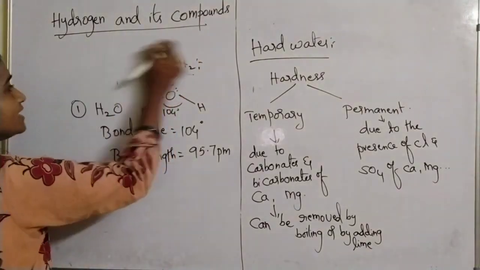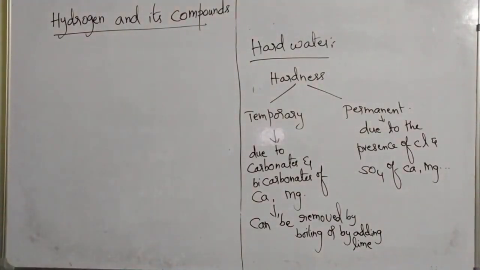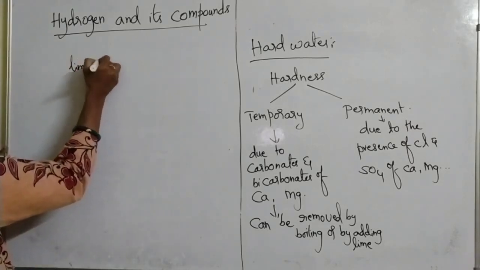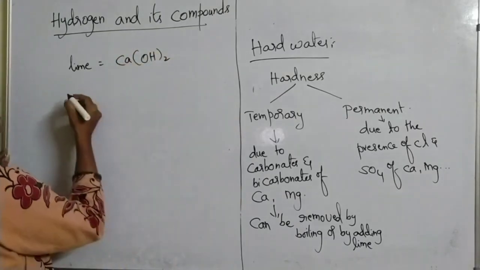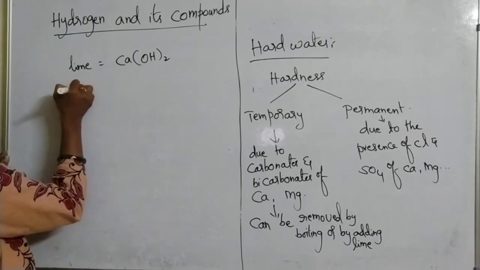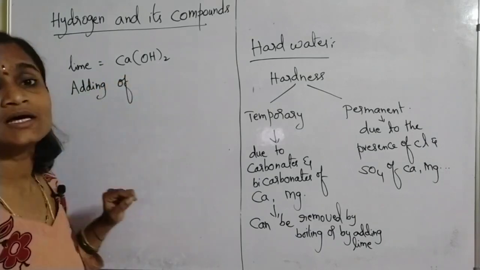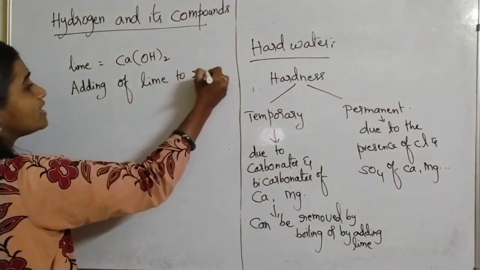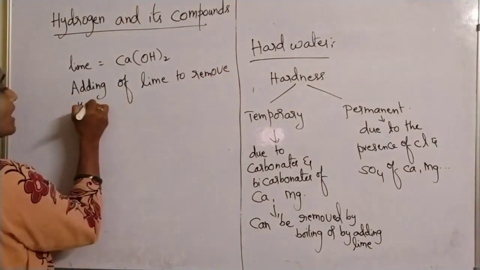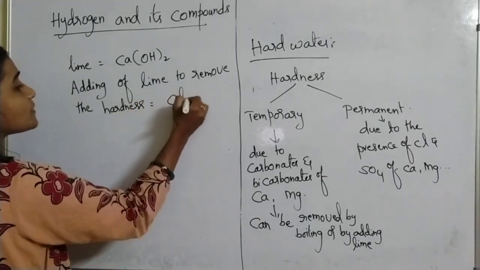I'll just write this side. So by adding lime, you can remove that temporary hardness of water. Lime is calcium hydroxide. If you add this calcium hydroxide, the hardness of the water can be removed. And this process, adding lime to remove the temporary hardness, you call this process what? Clark's process.